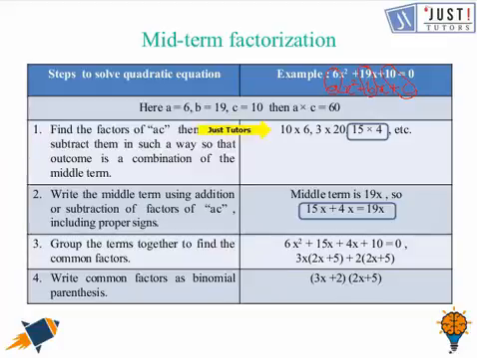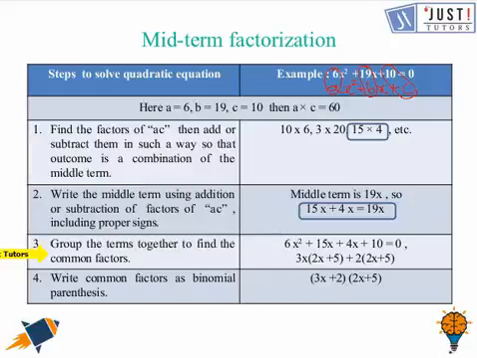The factors of 60 are 10 multiplied by 6, 3 times 20, 2 times 30, 15 multiplied by 4, and so on. If we look carefully at 15 multiplied by 4, this is the pair which gives 19 on addition. Now our next step is to write the middle term using addition or subtraction of factors of ac, including proper signs. That means 19x will be written as 15x plus 4x in the equation. So it will be written as 6x squared plus 15x plus 4x plus 10.